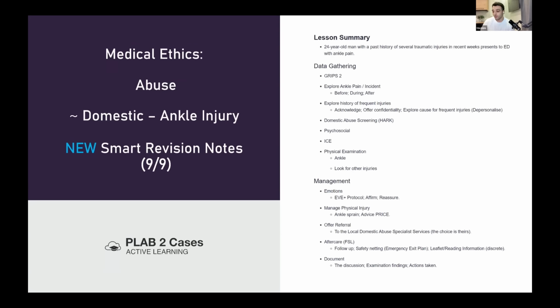So explore the cause. You can do general screening: home, work, relationships. How's everything at home? How's everything at work? Any problems at work? Getting on well? How are you coping? Relationships: are you in a relationship? How's that going? Then specific screening, so you can use the HARK screening tool and specific questions. Make sure you get to the end, so don't just leave it vague. Don't be shy. You need to know what the details are.